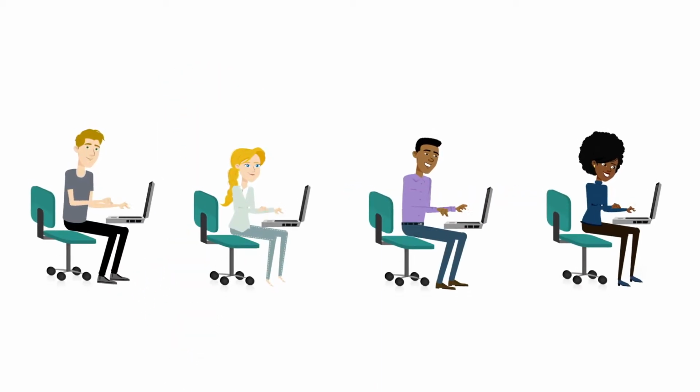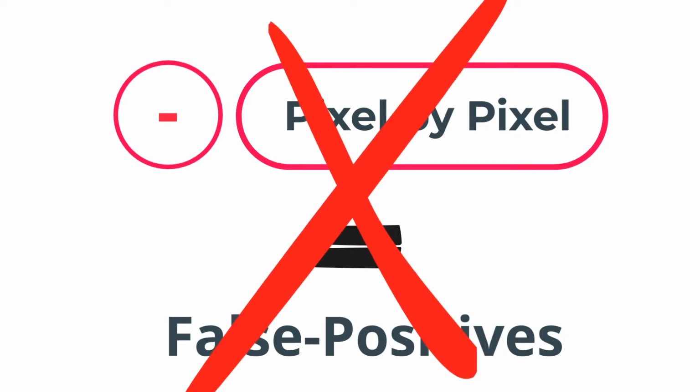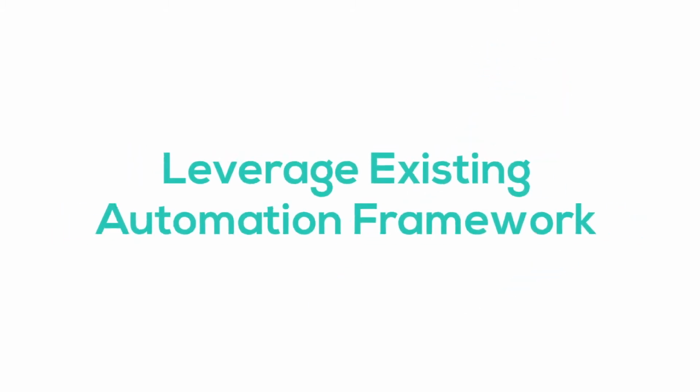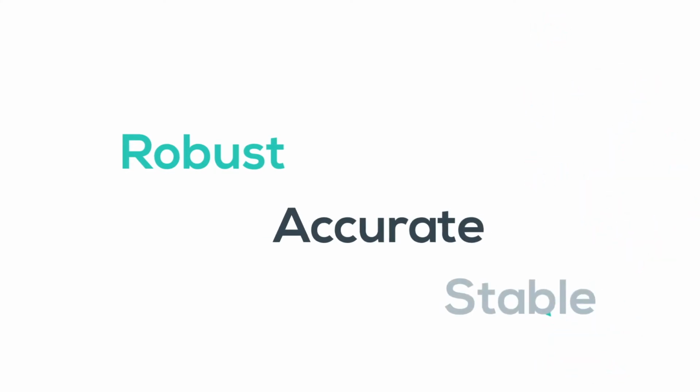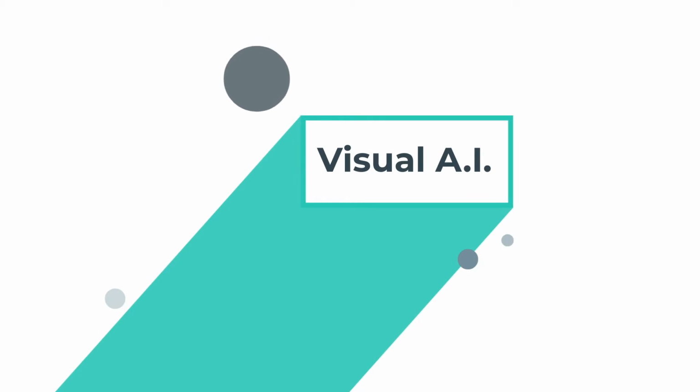However, traditionally, it's either too challenging as it requires too much manual effort to actually be scaled, or a pixel-by-pixel image comparison is going to give us so many false positives that it ends up being more harm than help. But luckily, those days are over. With Applitools, you're able to leverage your existing automation framework and even make that same framework more robust, accurate, and stable.